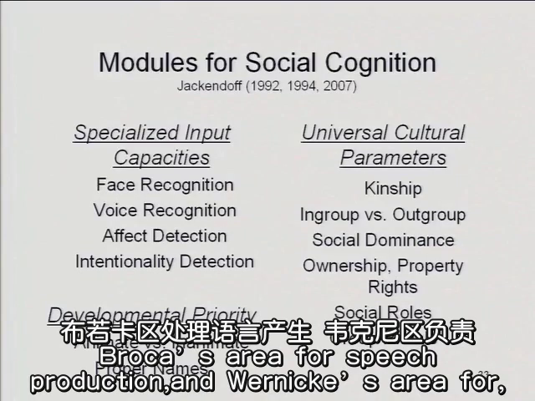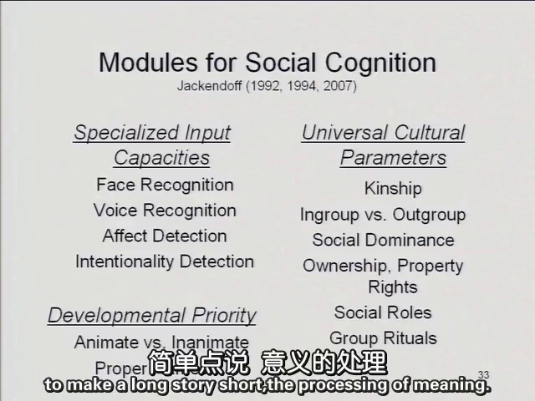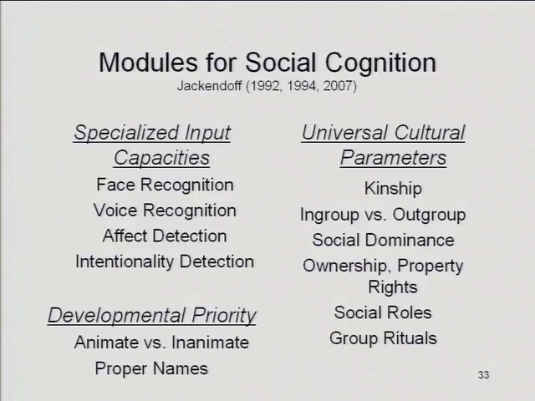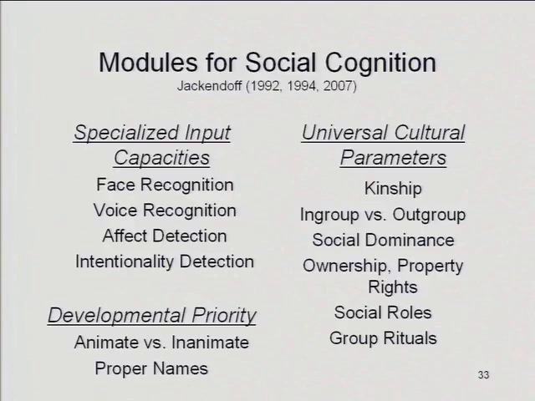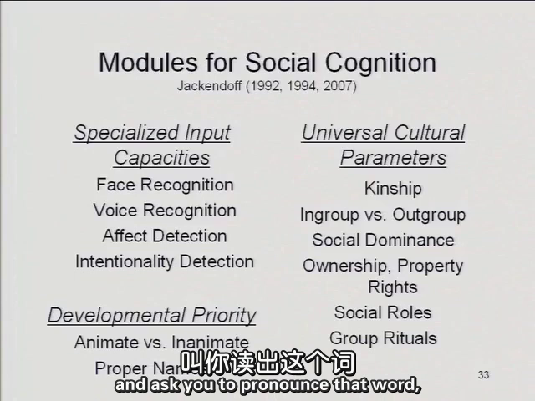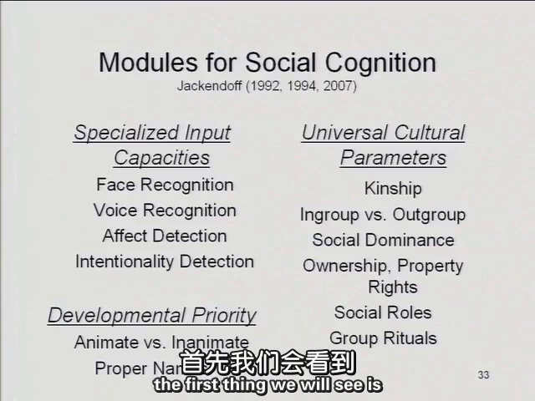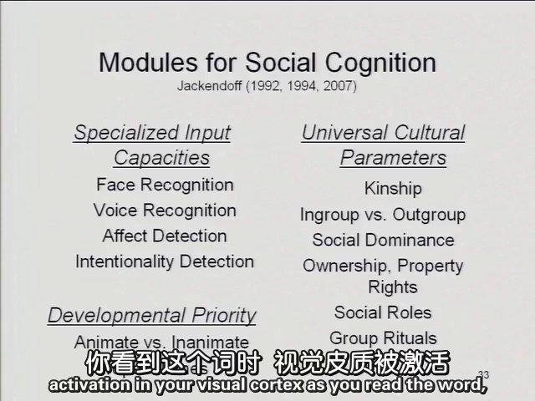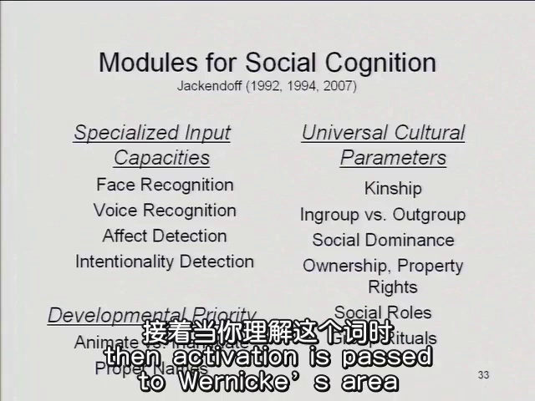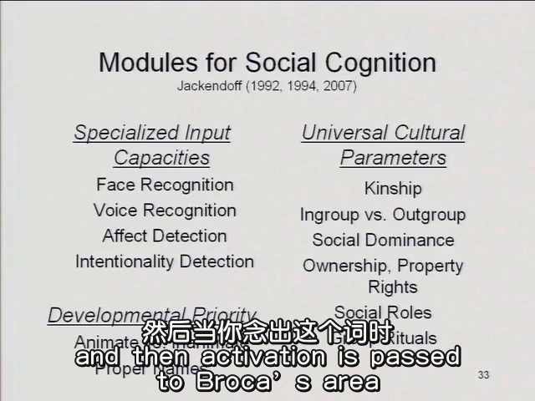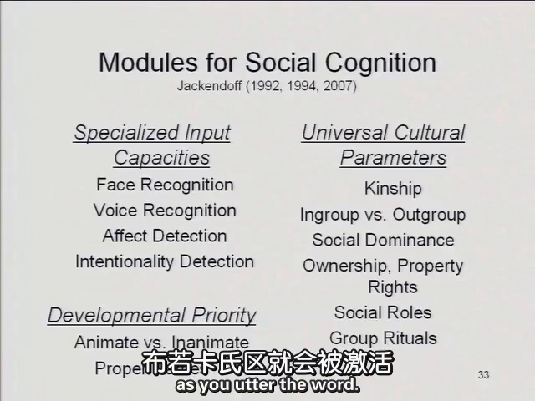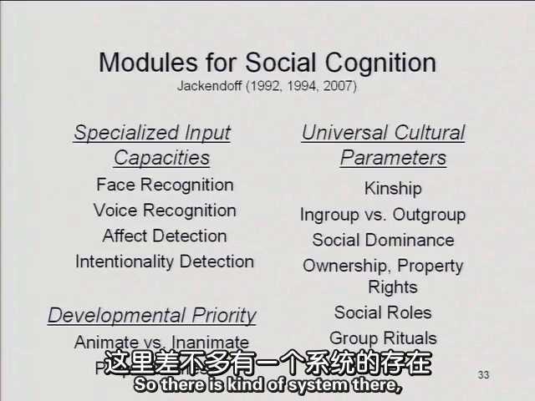Broca's area for speech production, and Wernicke's area for, to make a long story short, the processing of meaning. And we also know that there's a huge bundle of fibers that connects those two areas. Okay? So if I put up a word here and ask you to pronounce that word, the first thing we'll see is activation in your visual cortex as you read the word. Then activation is passed to Wernicke's area as you comprehend the word, and then activation is passed to Broca's area as you utter the word. So there's a kind of system there.